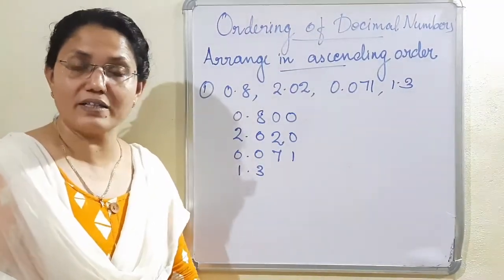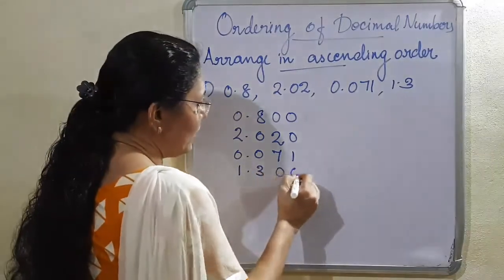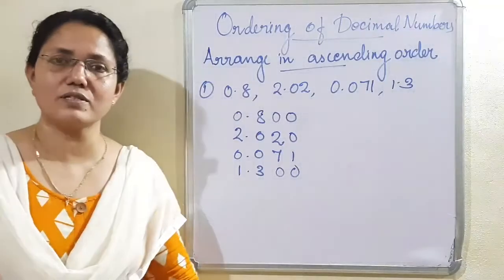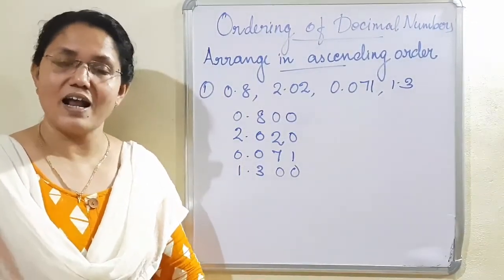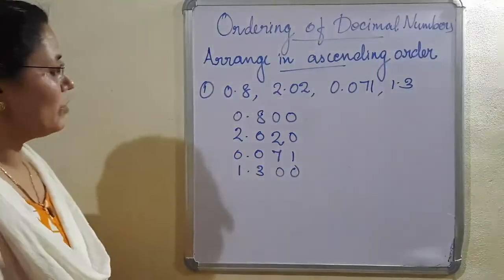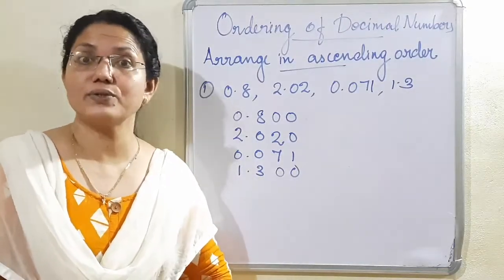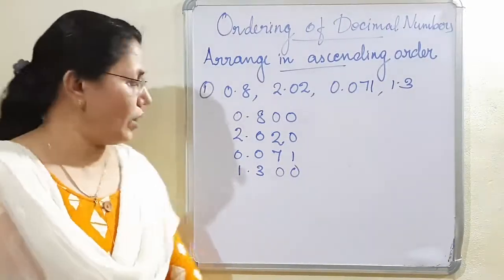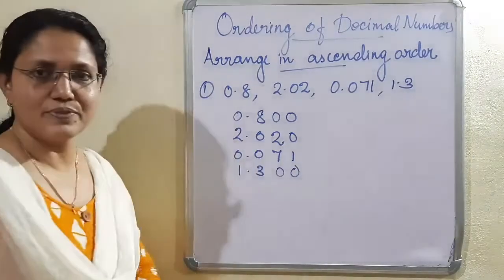Then how can we make this into like decimals? Yes, put 2 more zeros. Now in all these decimal numbers, how many decimal places are there? 3. Now the decimals are like decimals. Now we can do the comparison. First, as I already told, we should compare the whole number part. Whole number parts: 0, 2, 0, 1.